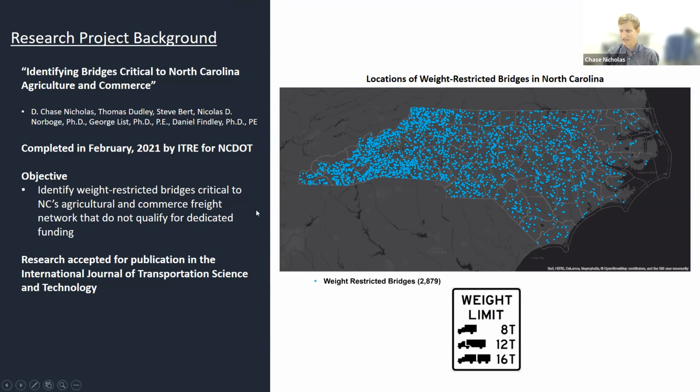Just to show you here on the right, we have the locations of weight-restricted bridges throughout the state. We have about 2,900 weight-restricted structures, and these are just any bridges that are posted with a maximum vehicle or tractor-trailer weight restriction. So a bridge that a truck cannot cross if it's over 8, 12, or 16 tons. As you can see, we have a bit higher concentration of those bridges in the western part of the state due to the topography in that area. But we also have weight-restricted structures spread throughout the state.